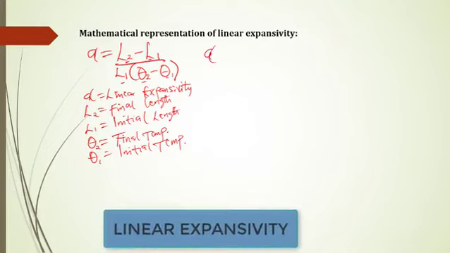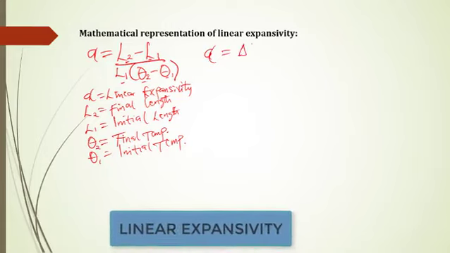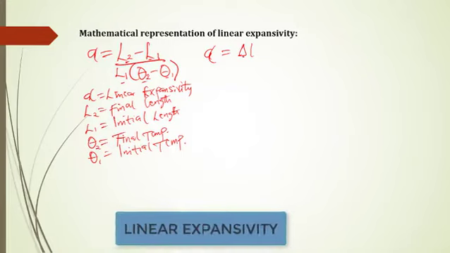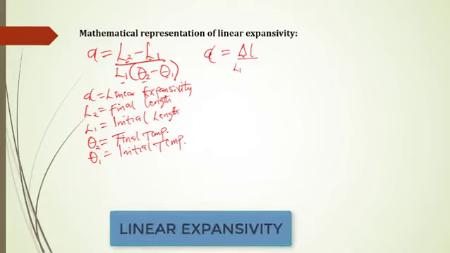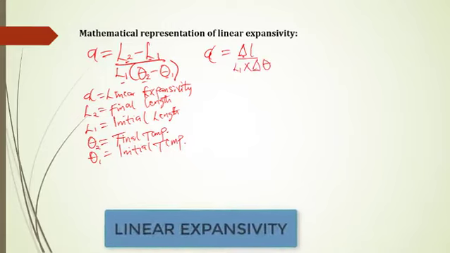Alternatively, we can also say that alpha, which is linear expansivity, refers to change in length. So we use this Greek alphabet called delta. We use it to show change in a particular quantity. Change in length, which is still the same thing as final length minus initial length, divided by initial length, which is always L1, times the change in temperature, delta theta, to show the change in temperature.